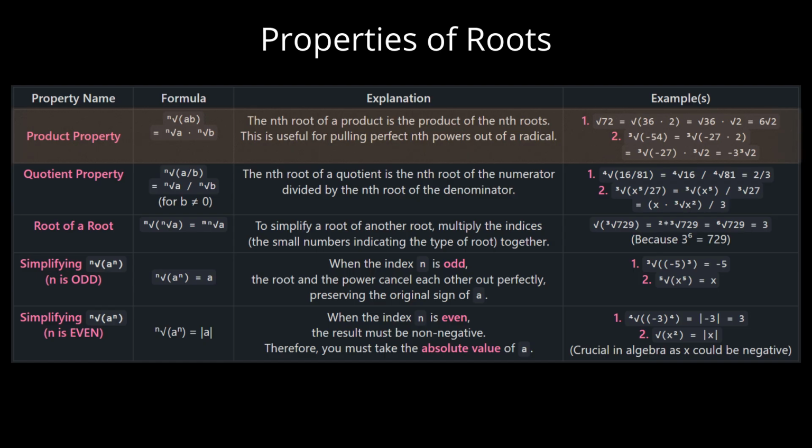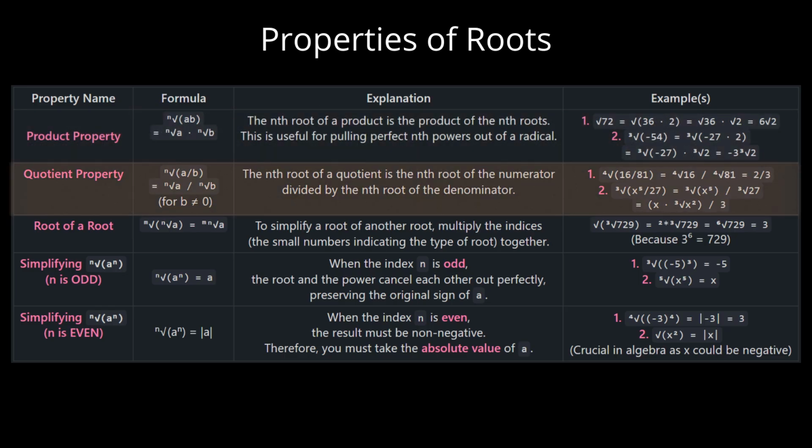For example, to find the square root of 72, we can rewrite 72 as 36 times 2. The property lets us split that into the square root of 36 times the square root of 2. Since the square root of 36 is 6, our final simplified answer is 6 square root 2.